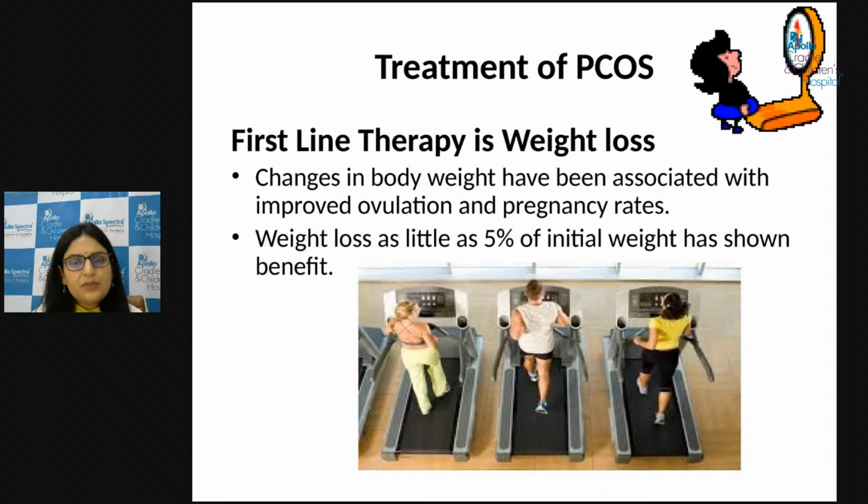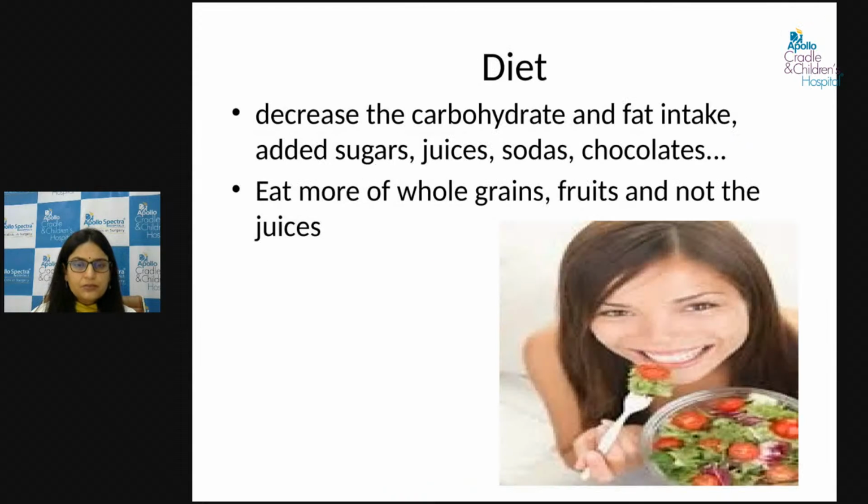So, the first line of treatment is weight loss. As I said, changes in body weight have been associated with improved ovulation and pregnancy rate, with weight loss as little as 5%. Weight loss has shown a beneficial role in PCOD. Decrease the carbohydrate and fat intake, added sugars, juices, soda, chocolates. These are the small things you can do during your diet modification.